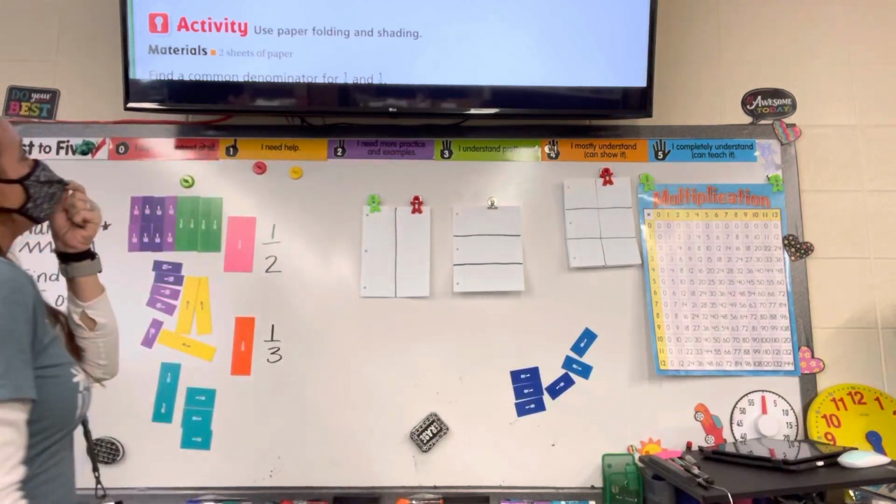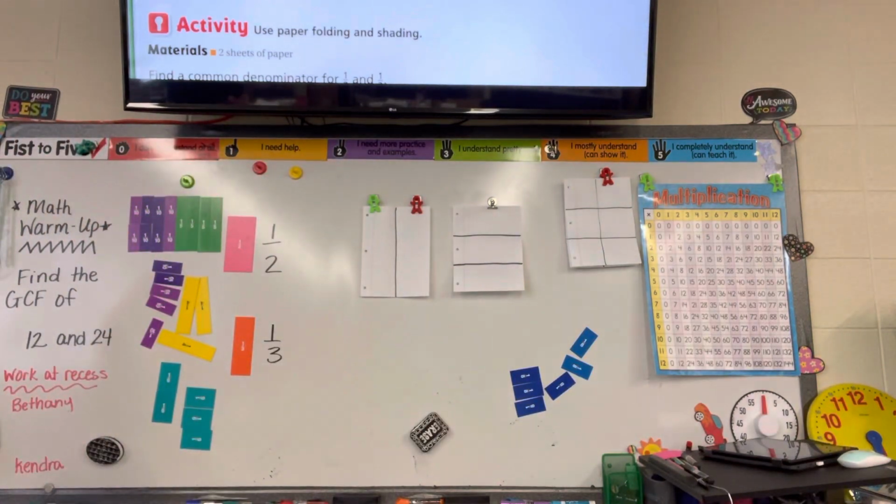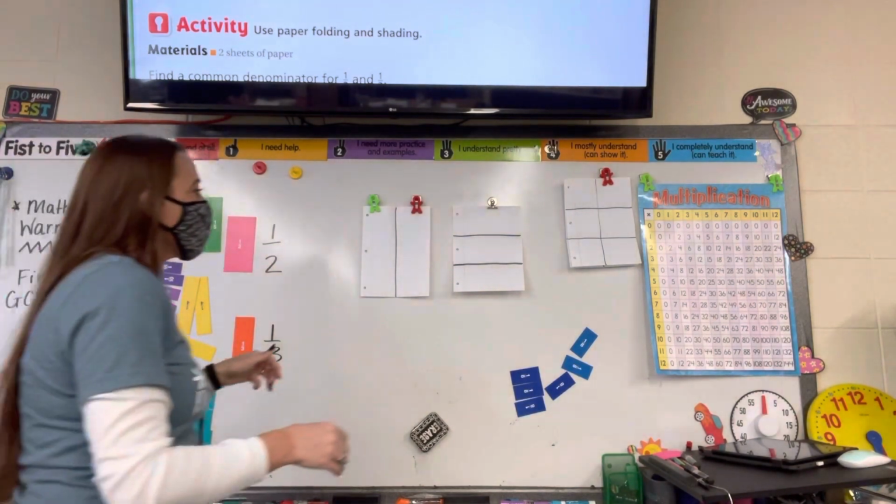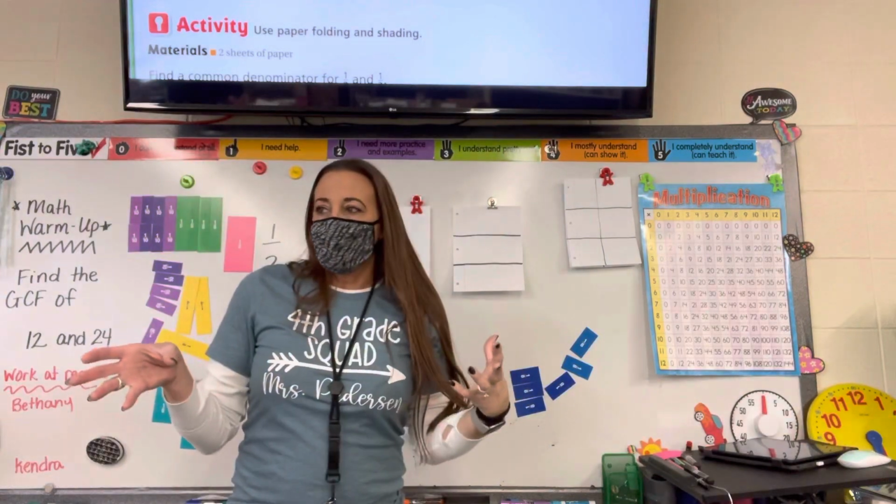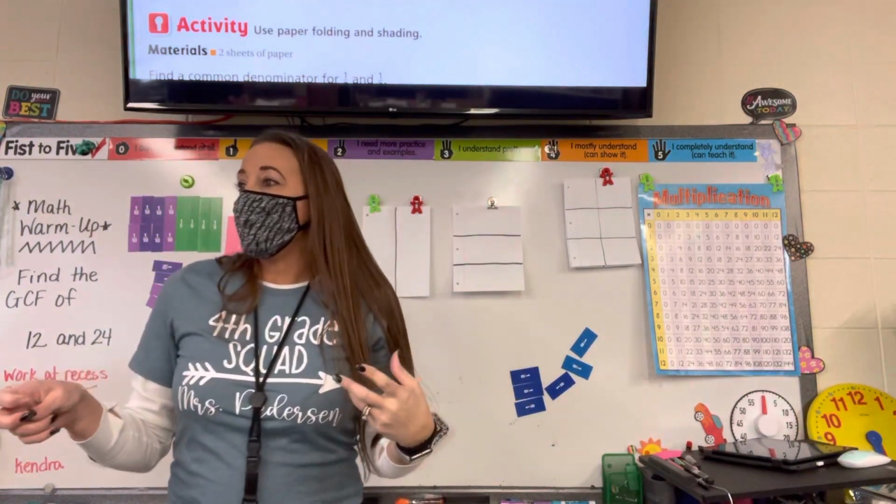It says a common denominator is a common multiple of the denominators of two or more fractions. Fractions with common denominators represent wholes cut into the same number of parts. Okay? That sounds confusing, but as we go through today, I'm going to explain it.